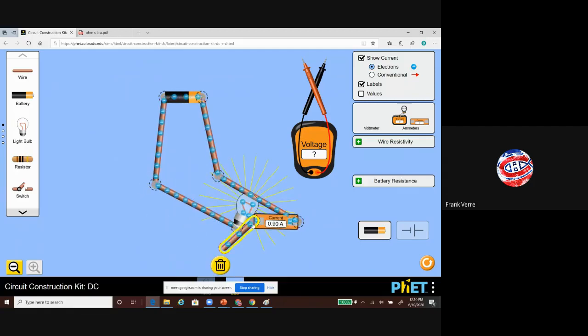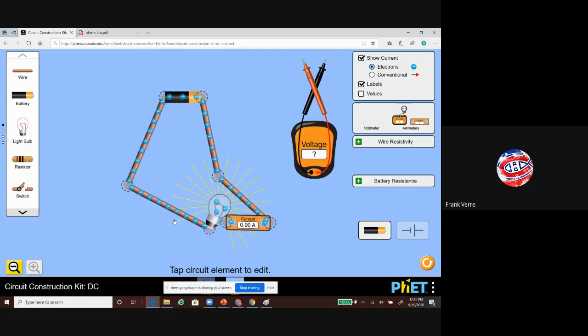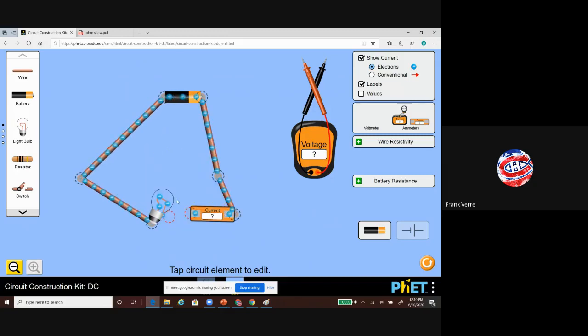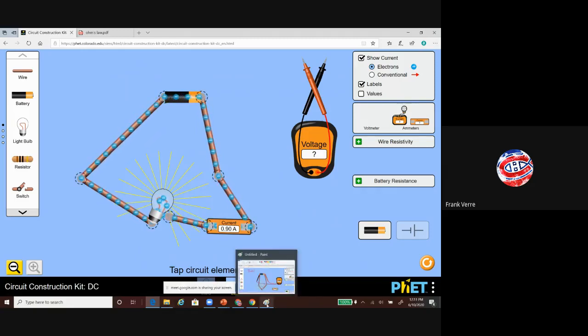Oops. Let me move that so you can actually see a little bit better. Okay, now watch this. If you look at the way the electrons are flowing, there's only one path for the electrons. So this would be an example of a series circuit that includes a light bulb and an ammeter. Let me take a screenshot of this so I can draw it out for you and put it in Paint.